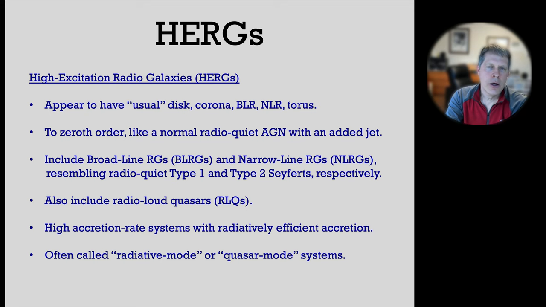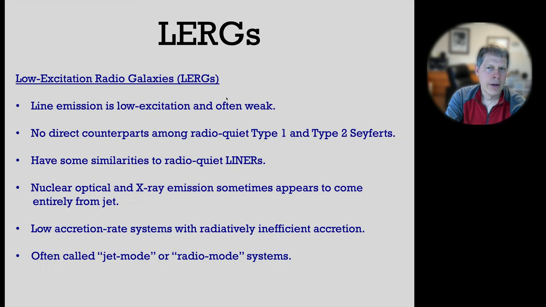As I mentioned already, the high excitation radio galaxies also include the radio-loud quasars within that group. These systems, just like the Seyfert galaxies and quasars that we've talked about previously, are thought to be high accretion rate systems where radiatively efficient accretion is ongoing. Thus, these are often referred to as radiative mode or quasar mode systems. Those are often names used when discussing these types of systems. Okay, so those are the high excitation radio galaxies. That's the first point.